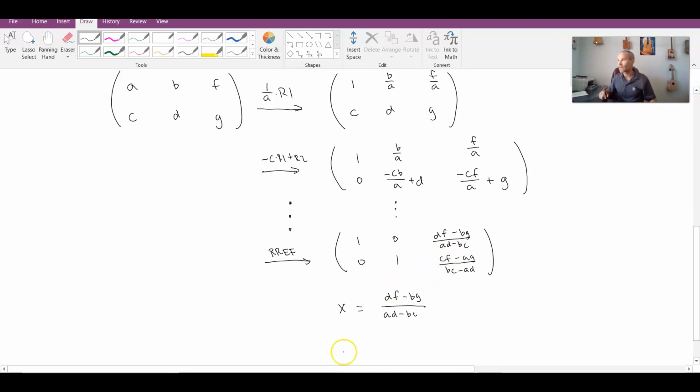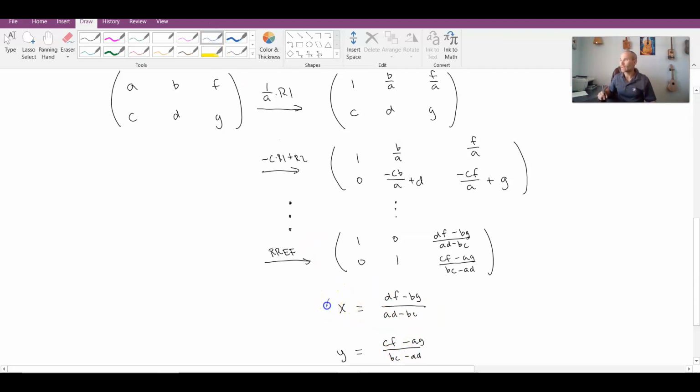And according to this, y is equal to (CF minus AG) over (BC minus AD), and that's the negative of AD minus BC. But still, AD and BC can't be equal, because if their slopes are the same, I'm not going to get a real solution here.